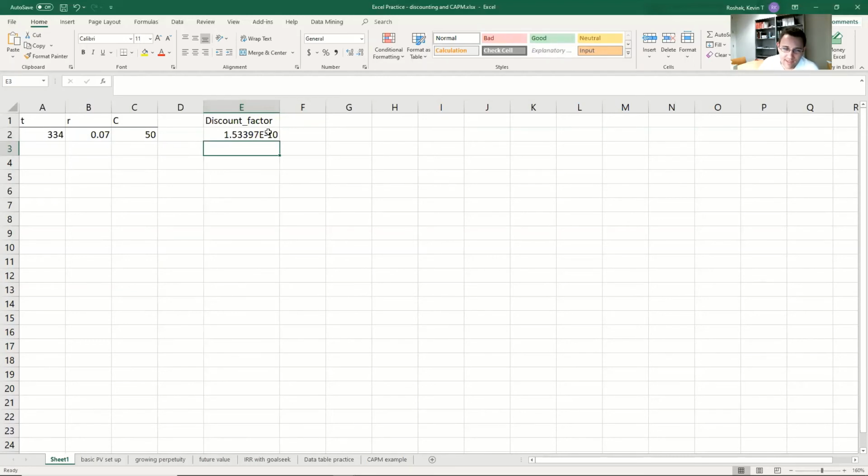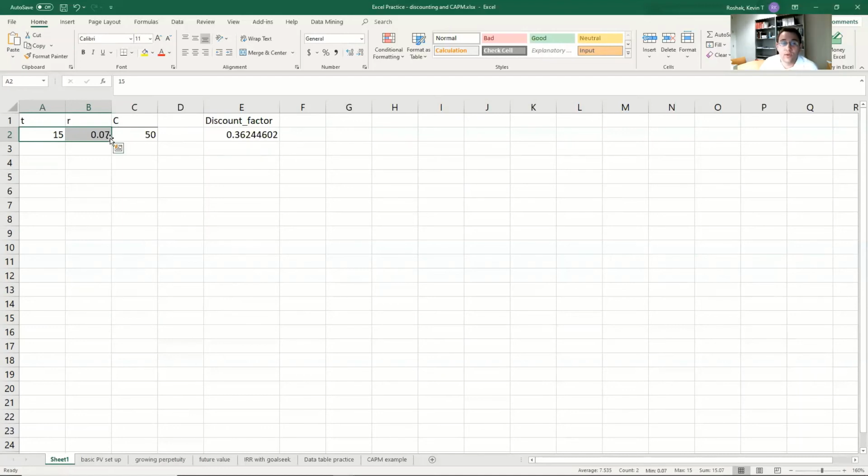Okay, so this is a case where t is so far out that the discount factor is basically 0. This is a real funny number. So I'm going to change this to just 15, just so we can actually see what's going on here. The discount factor here is 36 cents. So $1 that you get at time 15 with a discount rate of 7%, that $1 is only worth 36 cents to you. Remember, that's what the discount factor means.